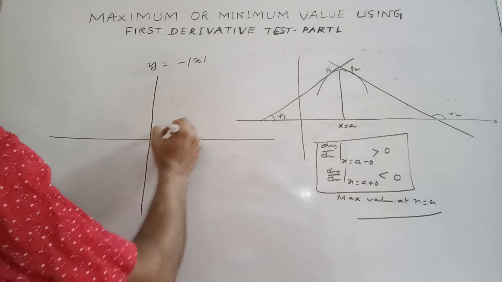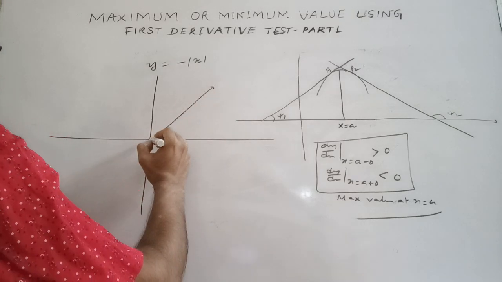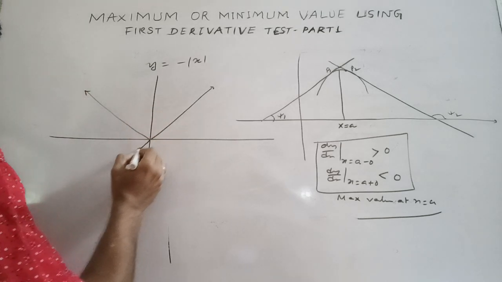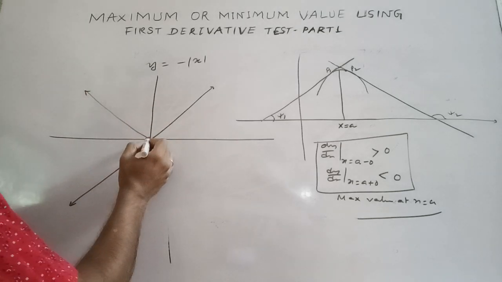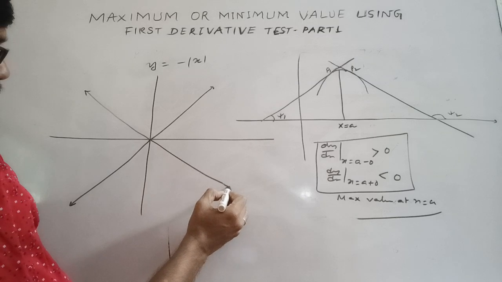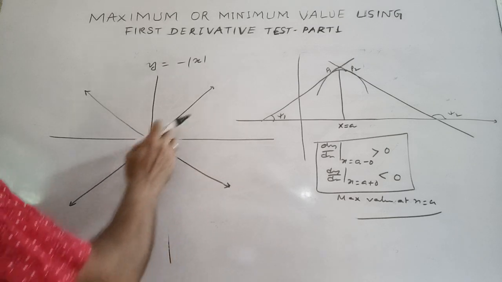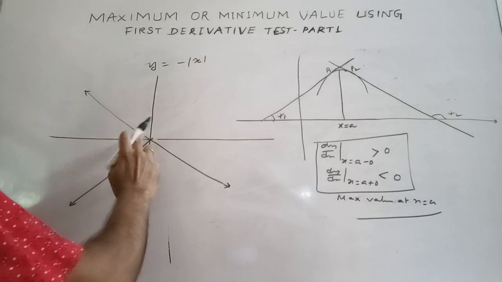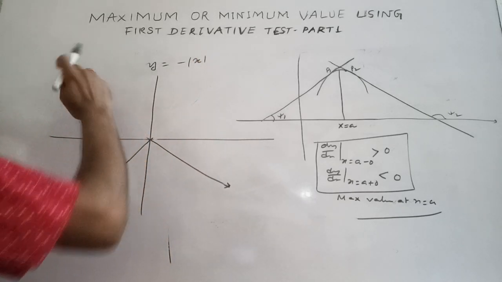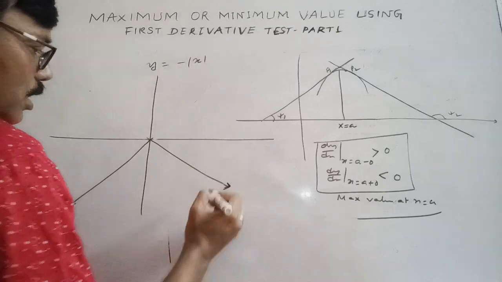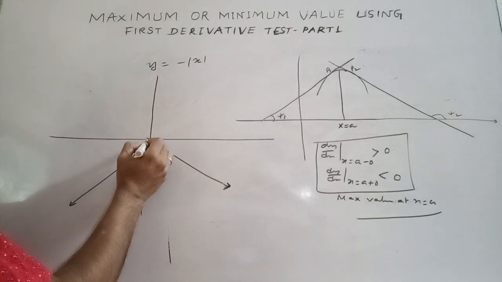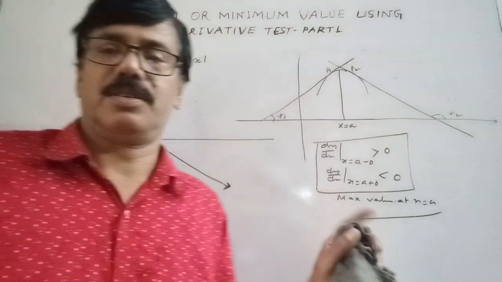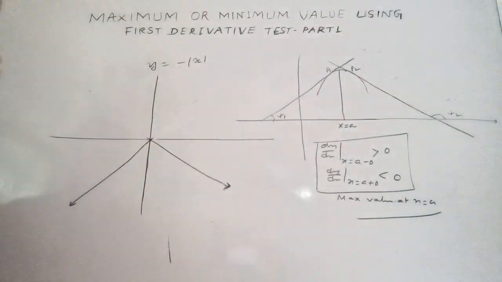So it is y equals to mod x. So minus mod x is the mirror image with respect to the x-axis of the function y equals to mod x. So the figure is y equals to mod x, this one. So clearly, look, at x equals to 0, it has maximum value.